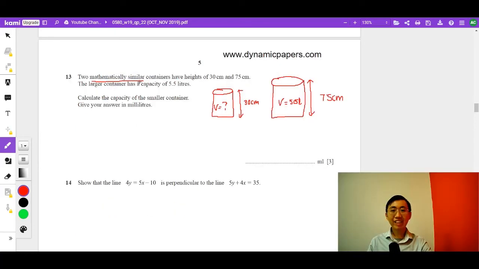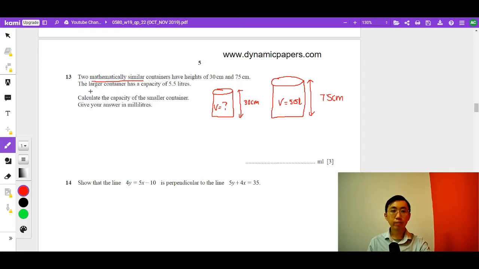Two mathematically similar containers have heights of 30 cm and 75 cm. So I already highlighted the word similar. Whenever you see the keyword similar, it means similar objects, right? That's the topic. And usually you have two objects, whether it's a container or any object. So you just draw one smaller and one bigger object. Label the heights respectively, 30 and 75.